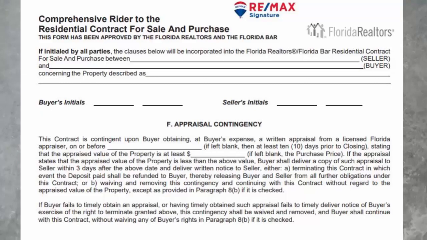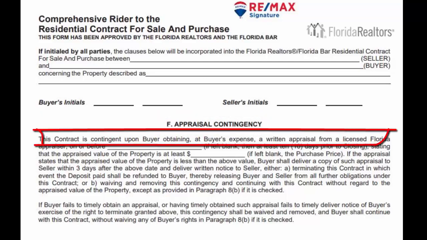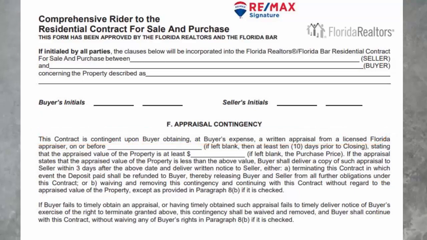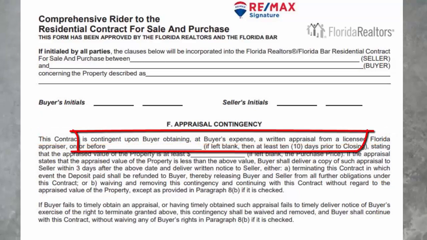So here's the title: Appraisal Contingency. Our purpose and intent. This contract is contingent on the buyer obtaining, at the buyer's expense, a written appraisal by a licensed appraiser. Okay, so it has all of that, and it must appraise at the purchase price. Now here's a time frame. This must happen on or before 10 days prior to closing, or whatever date that's put in.